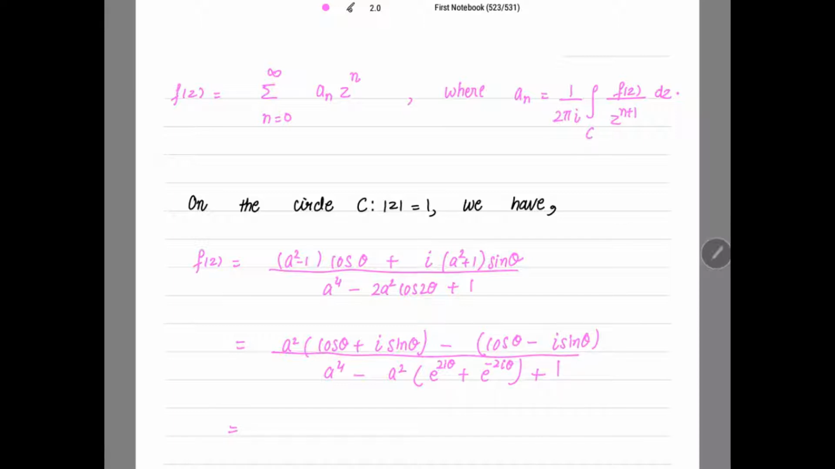Now we know that cos θ + i sin θ is e^(iθ). So a² e^(iθ), making the expression in exponential form, minus this will be e^(−iθ). Alright. So this is a⁴ minus a² (e^(2iθ) + e^(−2iθ)) plus 1. Now 1 can also be written as e^(iθ) e^(−iθ). Can I write like this? Yes, of course I can write. So instead of this one, I am writing this so that I can take common.